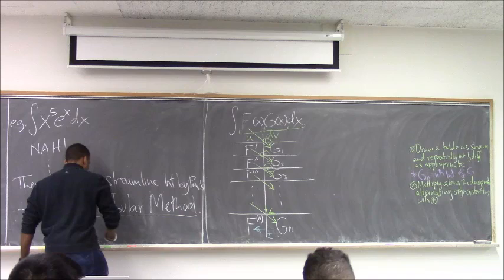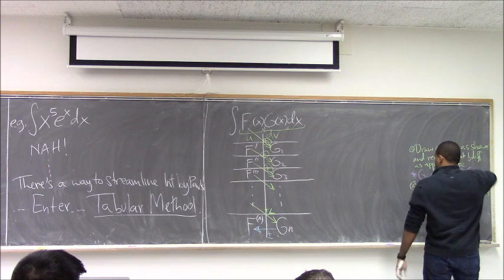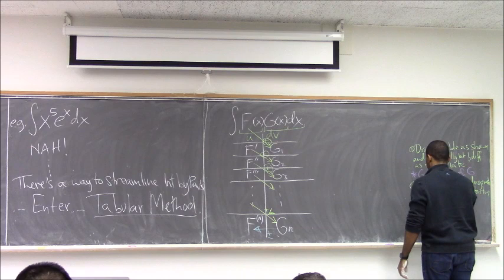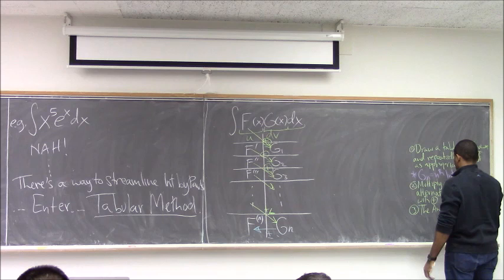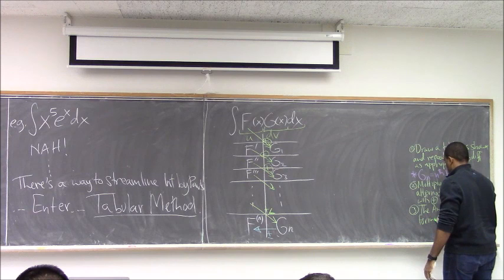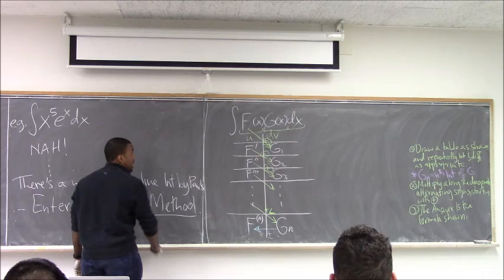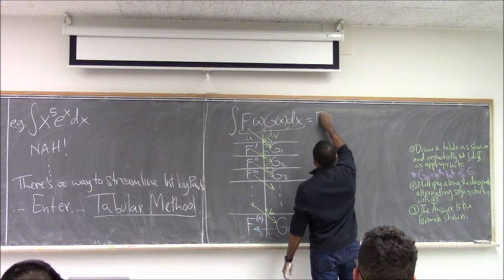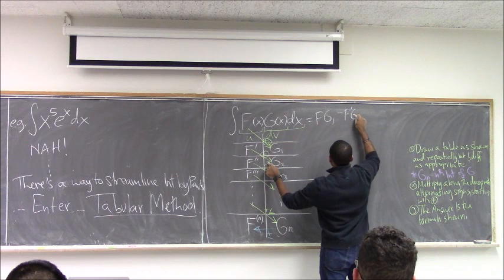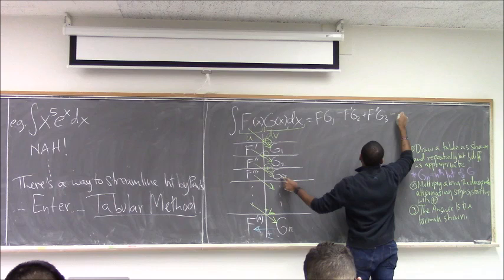Third step: you just multiply along the diagonals, top left to bottom right, and starting with a plus, you alternate the signs of your multiplication. You are going to add up all these products, with the exception being the last one in blue, which ends with an integral. So this integral is equal to f times g1 minus f prime times g2 plus f double prime times g3 minus, et cetera.